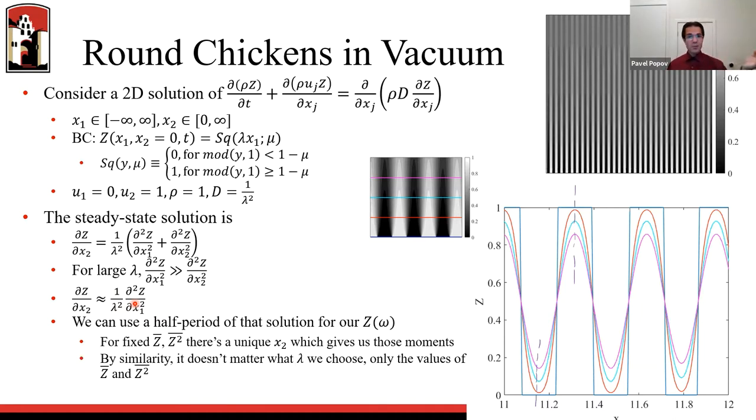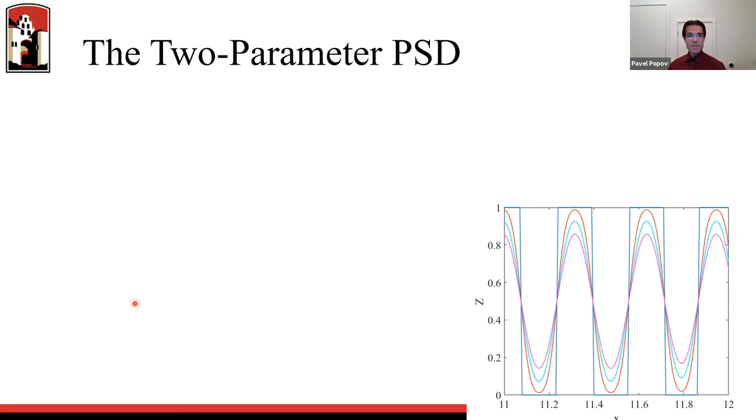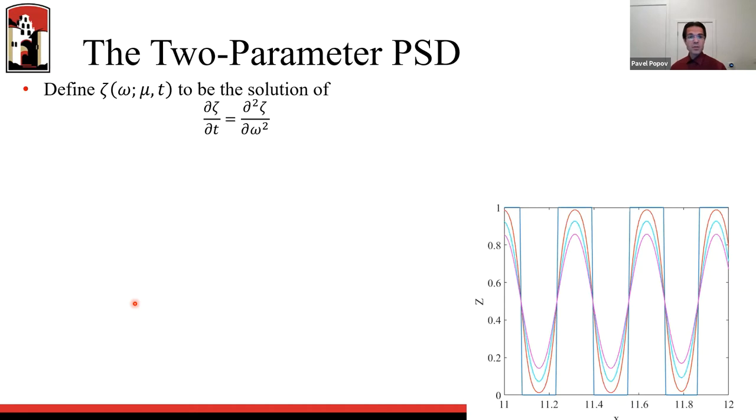And it may not look like much, but as I just pointed out, the beta distribution cannot even get that much. Okay, so with this in mind, let's introduce the two-parameter probability space diffusion distribution. So the definition is simple.